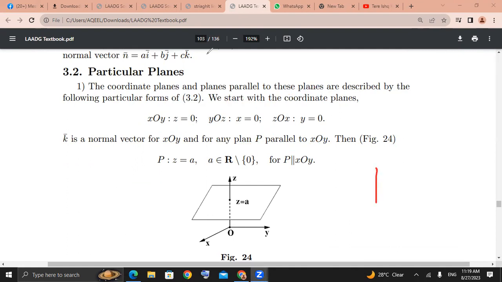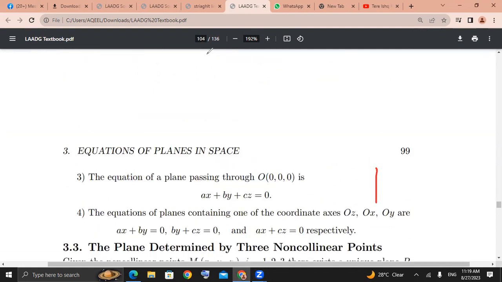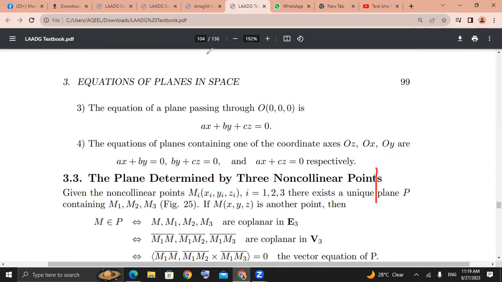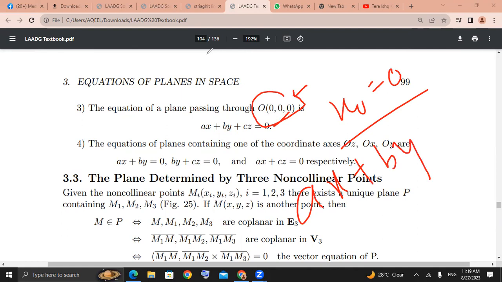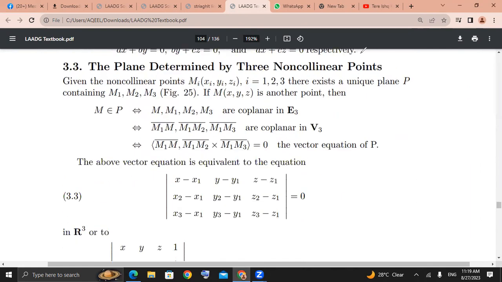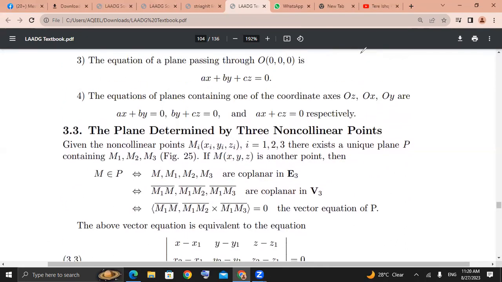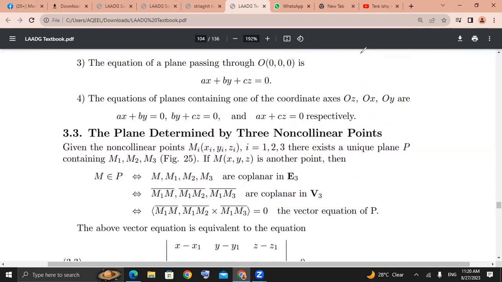So look here, in the next step, if the plane passes through the origin, it means x naught is 0, y naught is 0, and z naught is 0. Then its equation is ax + by + cz = 0. Is it clear? Yeah. When x, y and z are equal to 0, we have to use this equation.